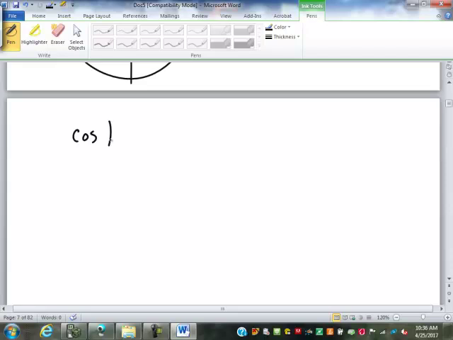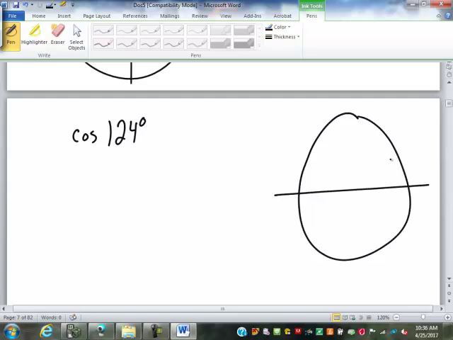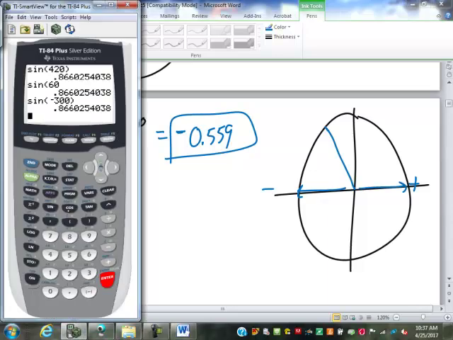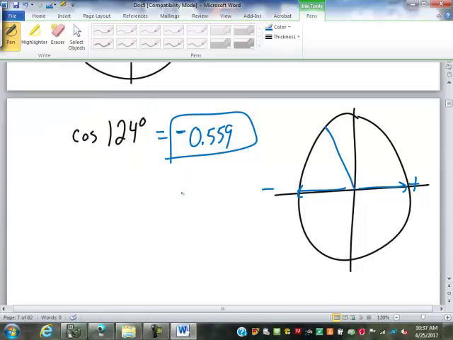How about the cosine of 124 degrees? Now, before you punch this in, positive or negative? Cosine is positive over here, negative over here. 124 degrees is over here, so it's going to be negative. Okay, punch it in. Negative 0.559. Yeah, negative 0.559. We want to go at least 3 digits. I usually go 3 or 4 digits with my trig functions.